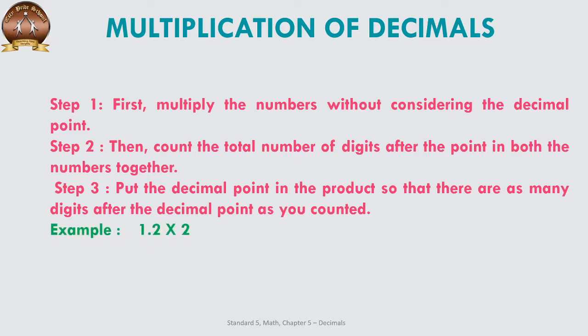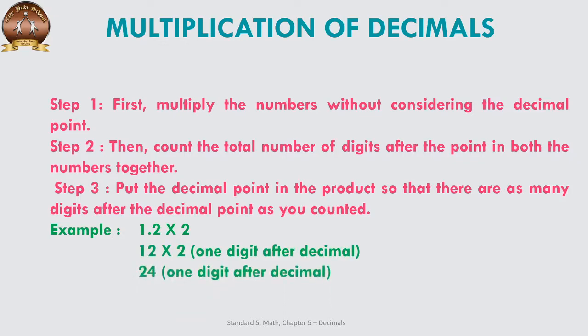For example, 1.2 multiplied by 2. You will simply multiply 12 by 2, keeping in mind there is one digit after the decimal. And 24 is the answer, but still one digit after the decimal we have to put. So we put it at 2.4, that is, before one digit from the right hand side, before 4.